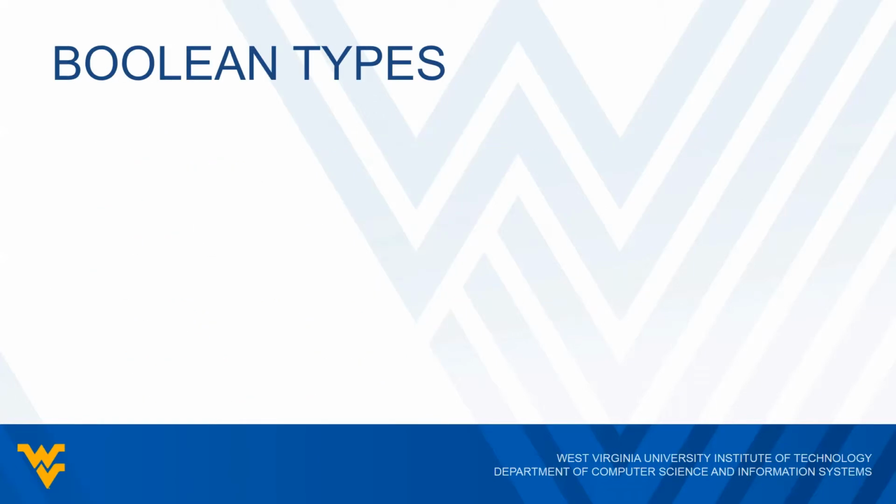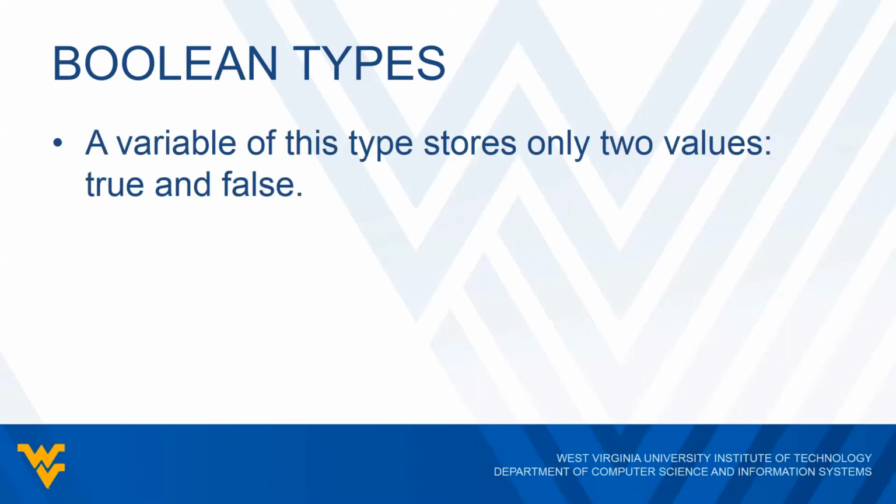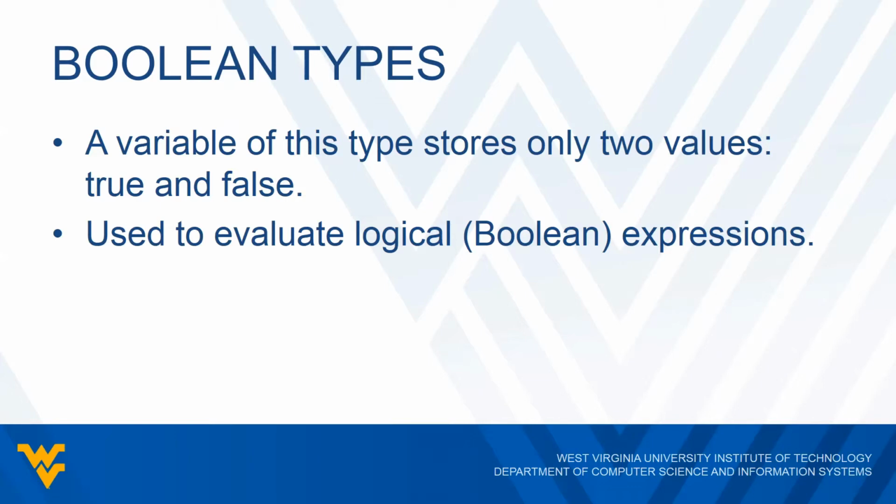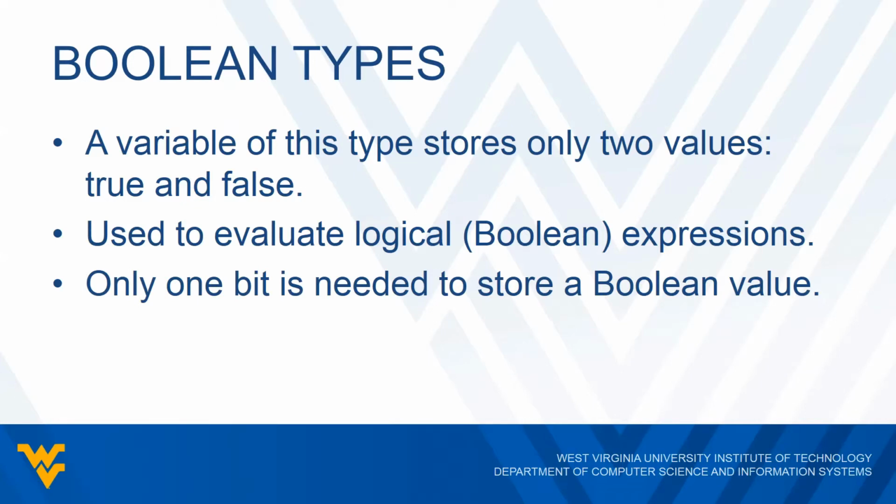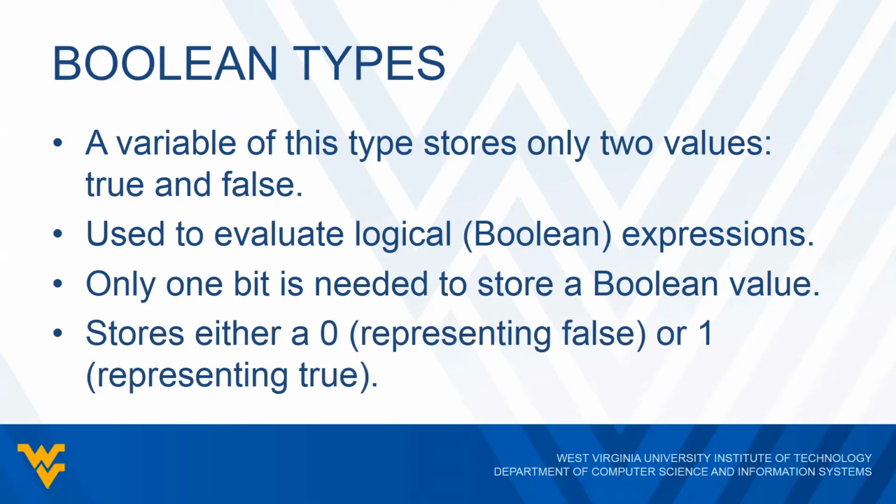Now let's take a look at the Boolean type. And as we mentioned already, a Boolean type is simply a variable that stores only one of two possible values, either true or false. So these variables are used to evaluate logical, or what we call Boolean expressions. And what's nice about this type is that we only need one bit to store a Boolean value. Because, think about it, we're saying either true or false. So the easiest way to do that is just by storing either a 0 to represent false or 1 to represent true. We really don't need anything else to say whether something is true or false.